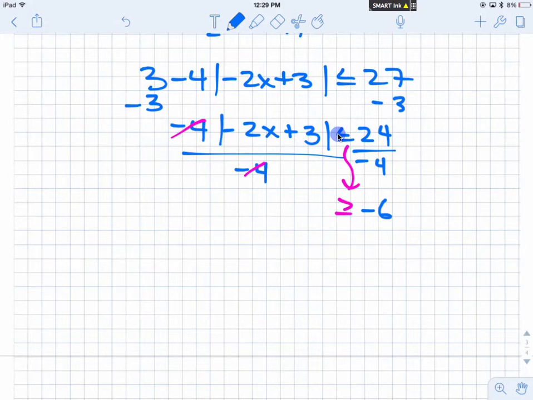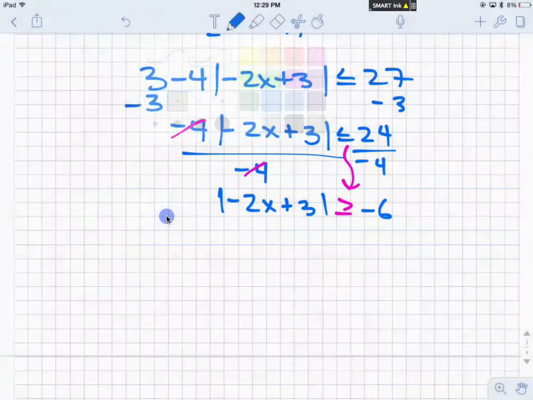Okay, that's all right. So now we've got the absolute value of negative 2x plus 3 is greater than or equal to negative 6. Wait a second. That's impossible. Or rather, excuse me, no matter what x is, it's actually the opposite of impossible. Whatever x is, and whatever number this is, its absolute value is going to be at least 0, if not a positive number. This is definitely going to be true no matter what. So our solution set here is all real numbers.